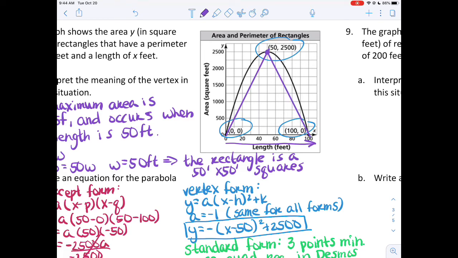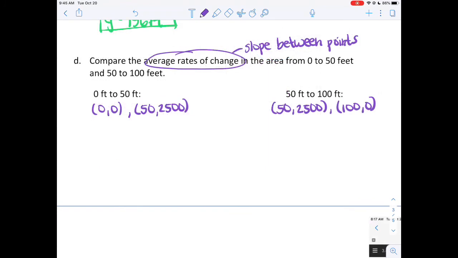So we're going to use our points in order to write the slope of a line that connects them. The endpoints of my line between the x values of 0 and 50 are 0, 0 and 50, 2500. I can identify these as my x1, y1 and my x2, y2. And remember that the slope of a line is just simply equal to y2 minus y1 divided by x2 minus x1.